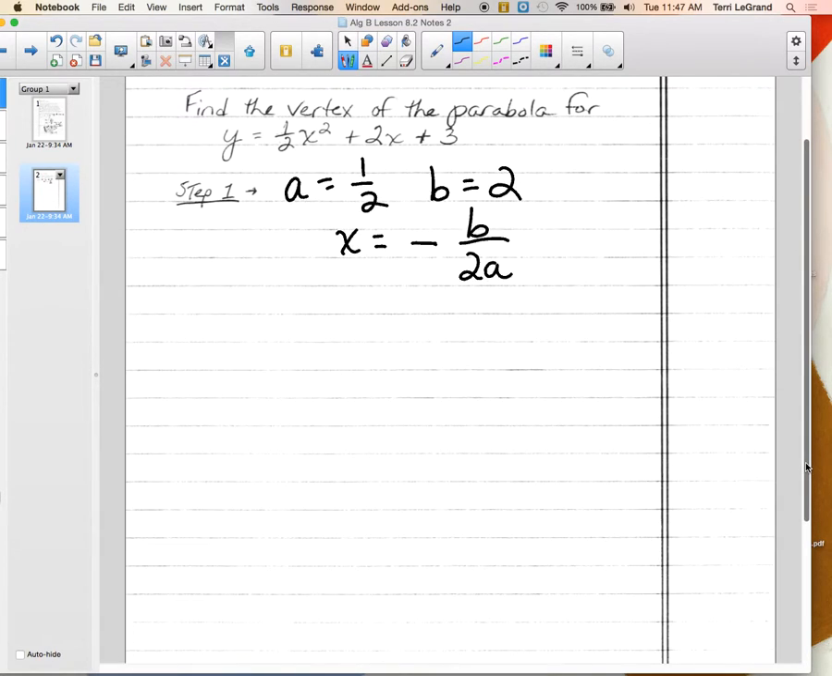So, we'll substitute in. What's going in for b? 2. Downstairs, 2 times what? 1/2.